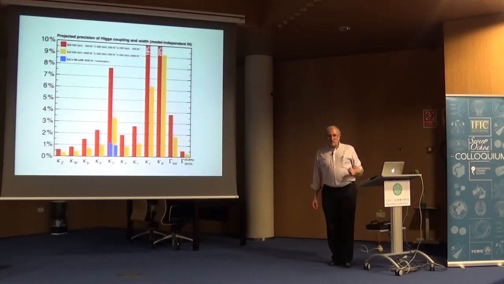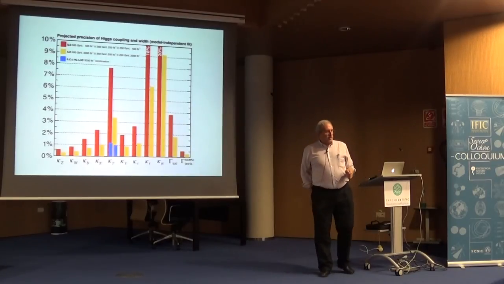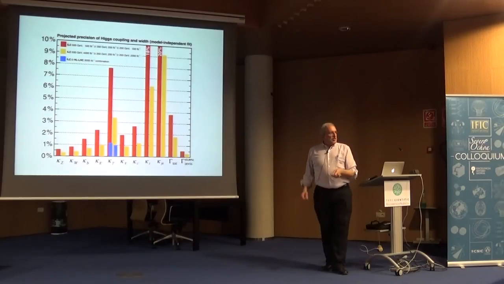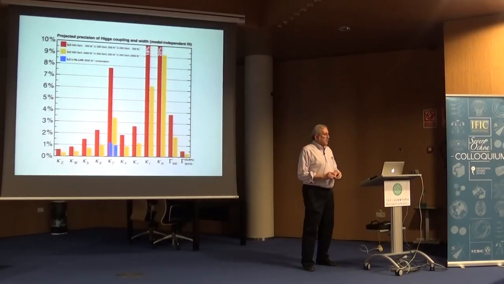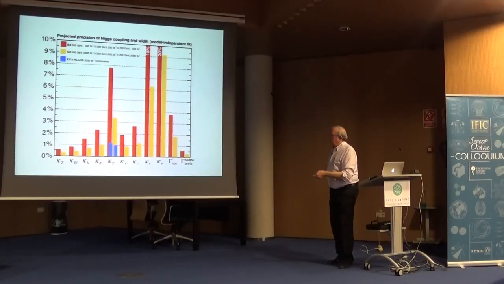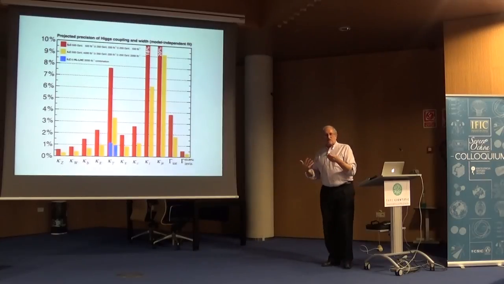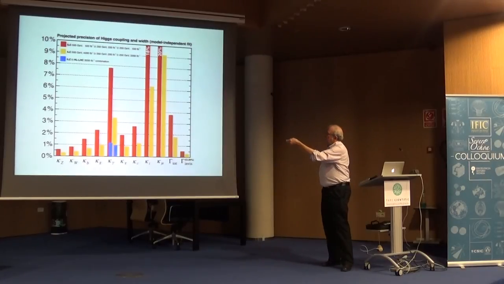And finally, here's a summary of where we expect to get to in terms of the Higgs coupling precision. So this line here is the 1% level. The red is the initial stage. The yellow is with a foreseen luminosity upgrade. Almost everything gets to an accuracy below 1%. The exceptions are the top quark, for which a little more energy buys you something. If you can get to an energy of 550, this comes down actually by a factor of 2.